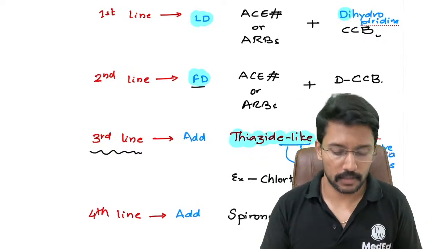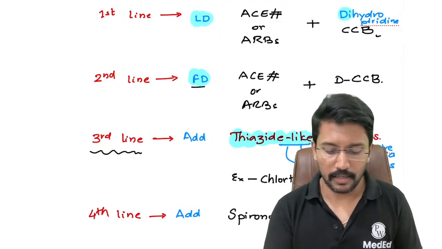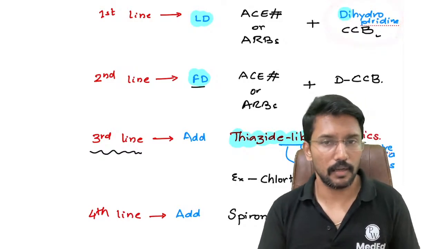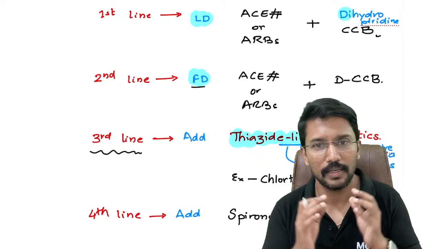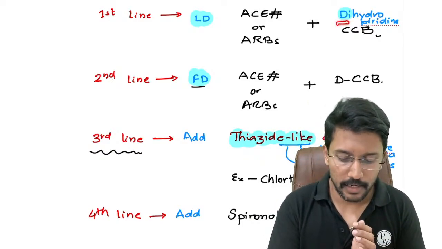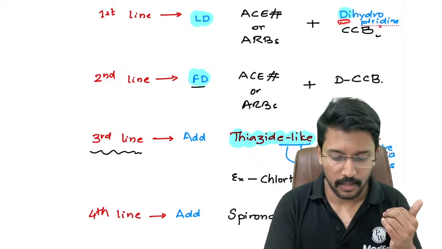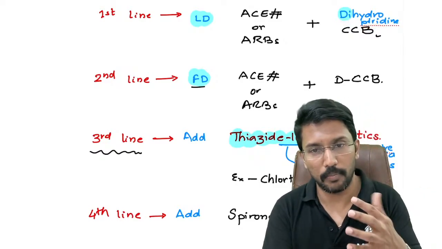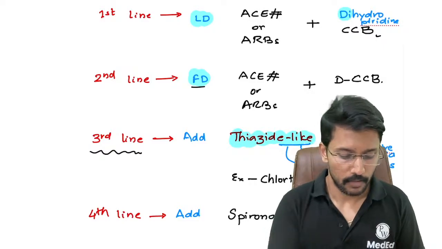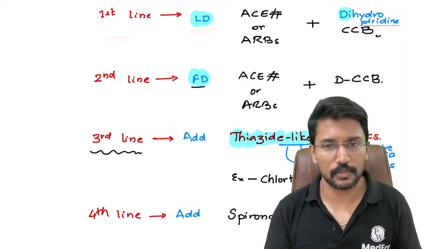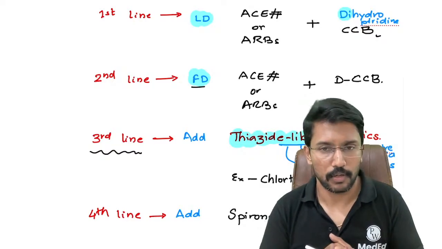First line, we start with a low dose combination of ACE inhibitors or ARBs and dihydropyridine calcium channel blockers. ACE inhibitors or ARBs plus dihydropyridine calcium channel blockers. Dihydropyridine means those which end with dipine, right? Amlodipine, nifedipine, nicardipine, right? Those are all dihydropyridine calcium channel blockers. First line, we start with low doses of these: a low dose of an ACE inhibitor plus a low dose of a calcium channel blocker.